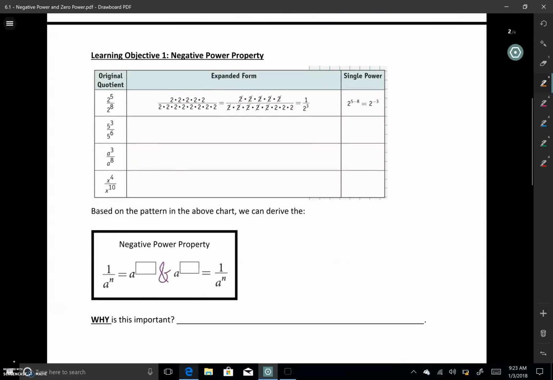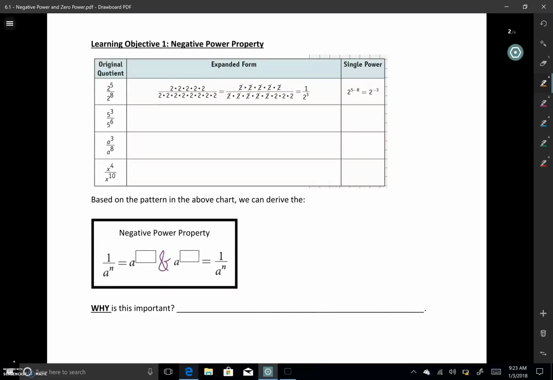So our first learning objective for today's video is the negative power property. Very similar to the last video that we did, we have a chart, and the first line is filled out. So let's go ahead and really analyze what this chart is trying to tell us. Up here in the original quotient, in the numerator, I have 2 to the 5th, so I have 2 times itself 5 times here. In the denominator, I have 2 to the 8th, and so I have 2 times itself 8 times here.